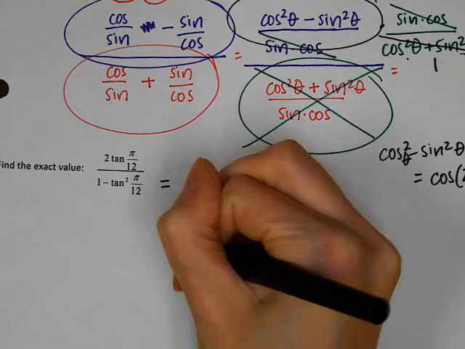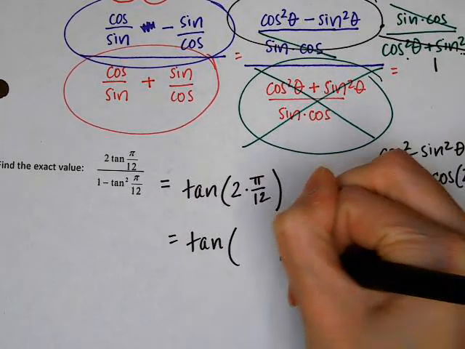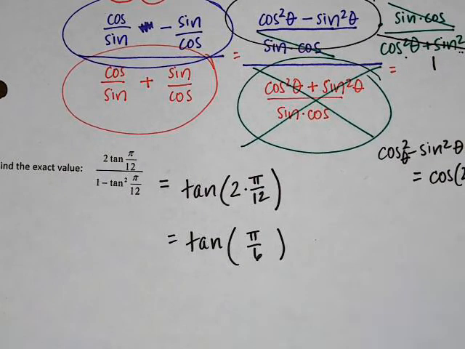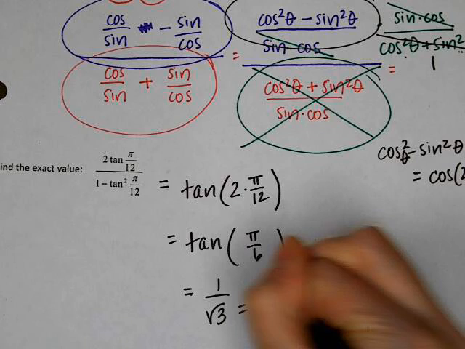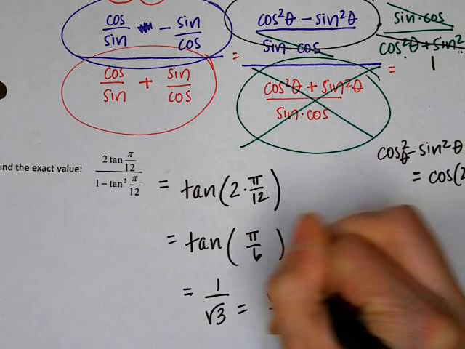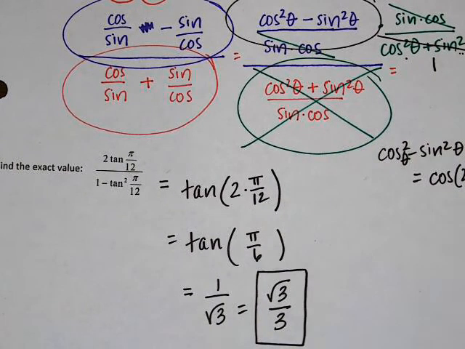But then what is 2 times pi over 12? That's just pi over 6. And then we know that tangent at pi over 6, let's see, pi over 6. Sine is 1/2 and cosine is root 3 over 2. So it's 1 over root 3. But if you rationalize it, it's root 3 over 3. Okay, so this was just like the reverse order of the tan double angle. All right, thanks for watching, guys. That's it for the double angle problems.